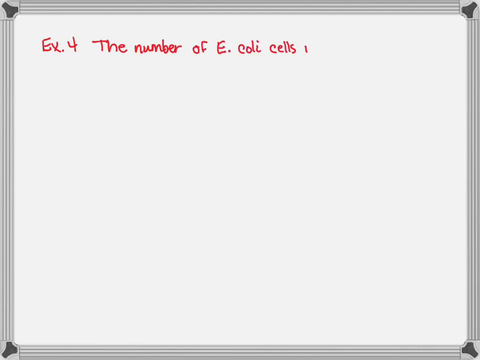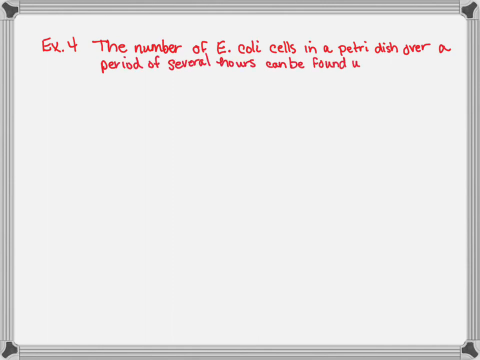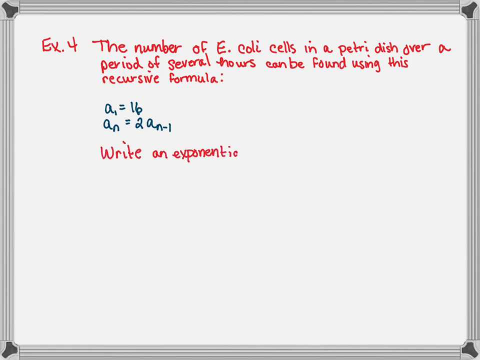Let's look at a fourth example. The number of E. coli cells in a petri dish over a period of several hours can be found using this recursive formula. A sub 1 equals 16, and A sub n equals 2 times A sub n minus 1. Write an exponential model for this data.